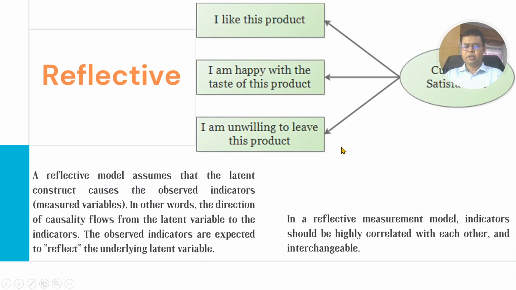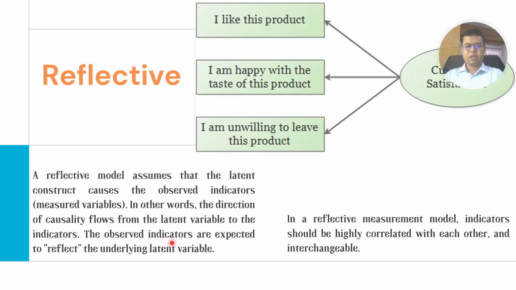Before going deep into the water, try to understand: a reflective model assumes that the latent construct, the independent factor, causes the observed indicators, I mean the measured variables. In other words, the direction of causality flows from the latent variable to the indicator. Simply put, the arrow sign goes from the construct to the measurement item.